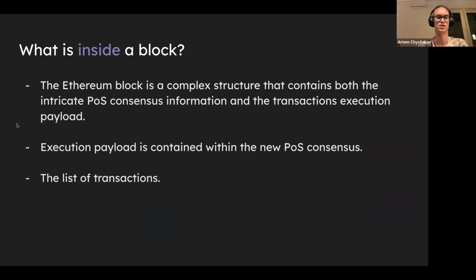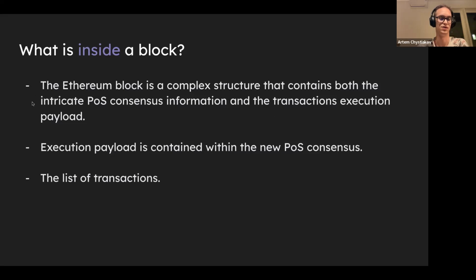Yeah, so what is inside a block? Right now, the Ethereum block is a complex structure that contains both the intricate proof-of-stake consensus information and the transaction execution payload. Before Ethereum switched to proof-of-stake, blocks only contained the execution payload. So basically, this was the header of the block and the list of transactions that this block had.